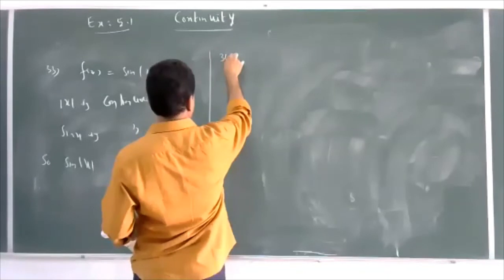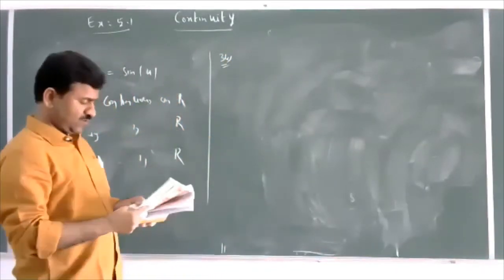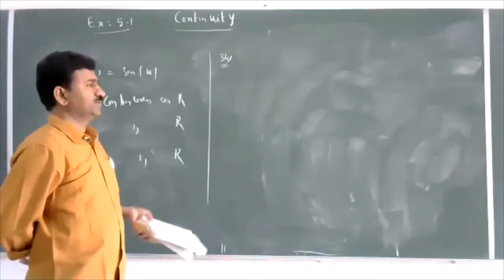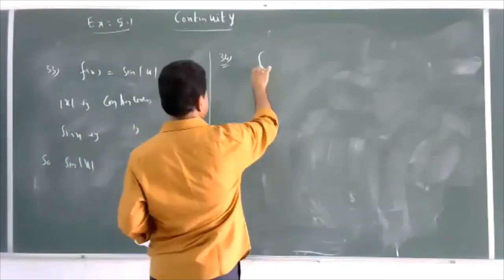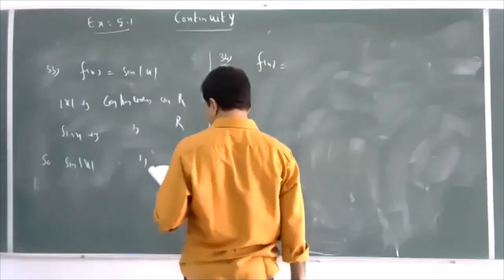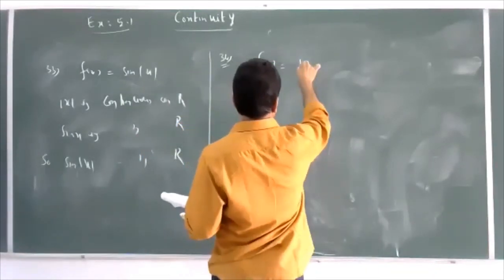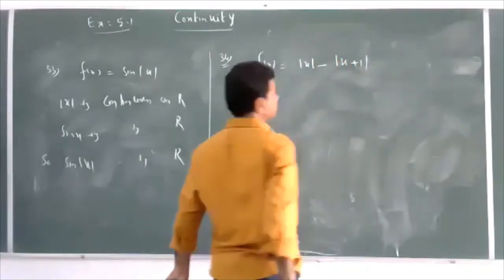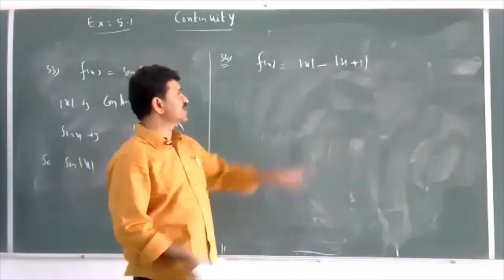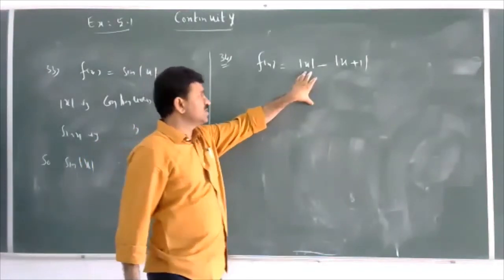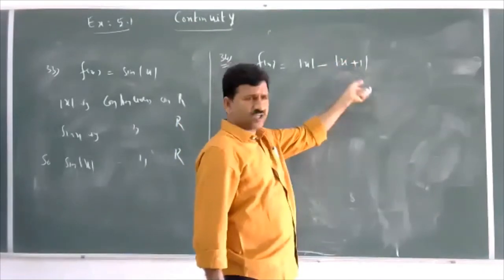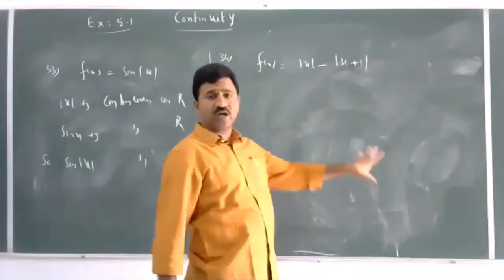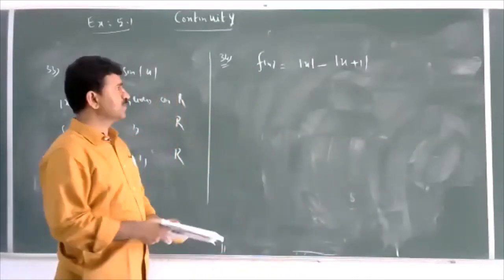The last problem for this exercise, 34th. Find all the points of discontinuity of the following function. What is given to you? f of x. They are asking, find all the points of discontinuity. f of x is equal to mod x minus mod of x plus 1. Listen to me here. Mod x is continuous on R, mod function it is. Mod of x plus 1 is also continuous on R. So it is continuous on R. There is no point of discontinuity. Right, that's right. Very simple.